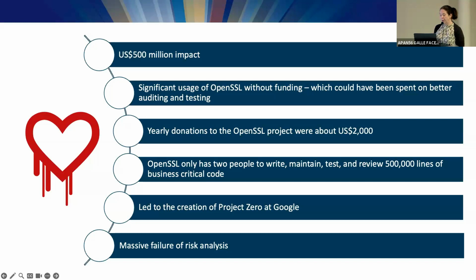The yearly donations to the OpenSSL projects before Heartbleed were about $2,000 a year. I mean, what can you do with that? Next to nothing. At the time, OpenSSL only had 2 people to write, maintain, test, and review 500,000 lines of business critical code. And they weren't full time. These were just 2 guys trying to keep this up and running.